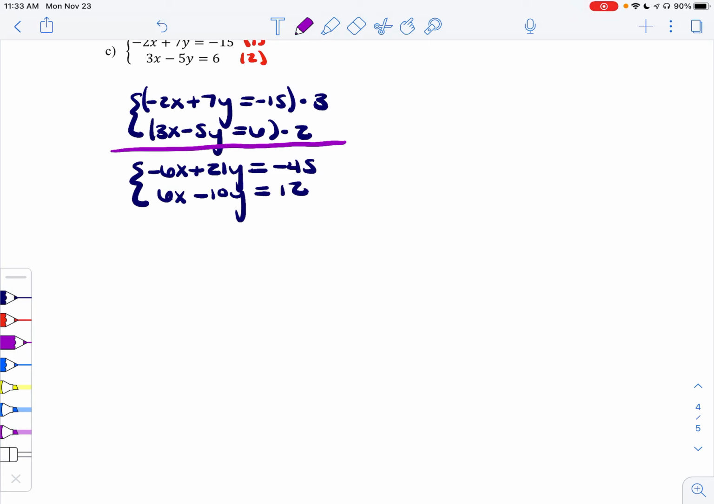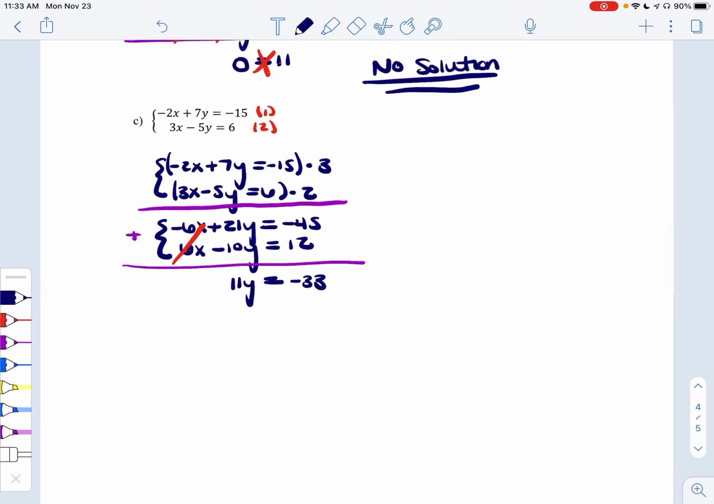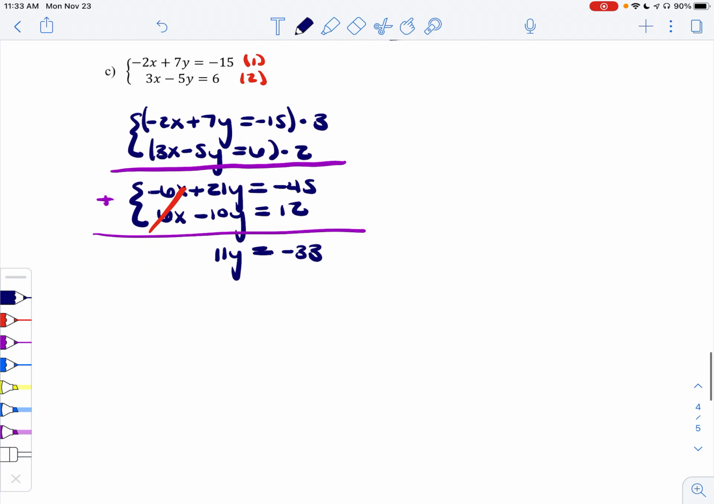All right, now we're in a position to eliminate. So if we add these equations up, our x's, we have a negative 6x and a positive 6x. So those cancel. That's good. That's what we wanted. And then we have a 21y minus 10y. So that's going to be an 11y. And then negative 45 plus 12 will give us a negative 33. All right, and then just solving for y, divide by 11 on both sides, we end up with y is equal to -3.